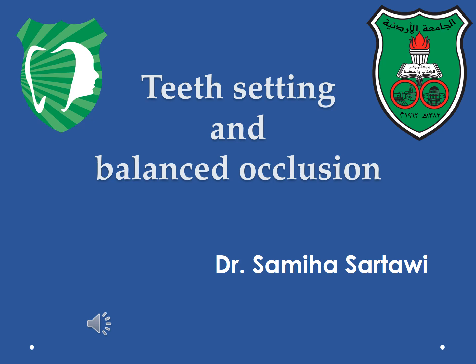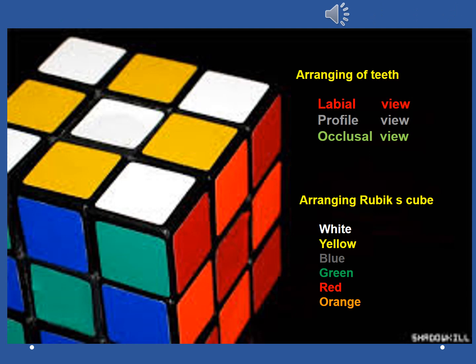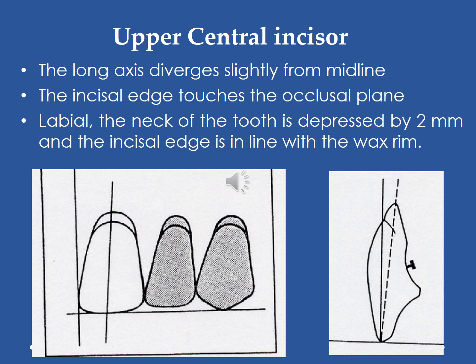This lecture is about teeth setting and balanced occlusion. Teeth setting is like arranging a Rubik's cube. You should look at all the sides of the cube. So we look at the labial view, profile view, and occlusal view of the teeth after setting. We always start with setting the upper central incisor.